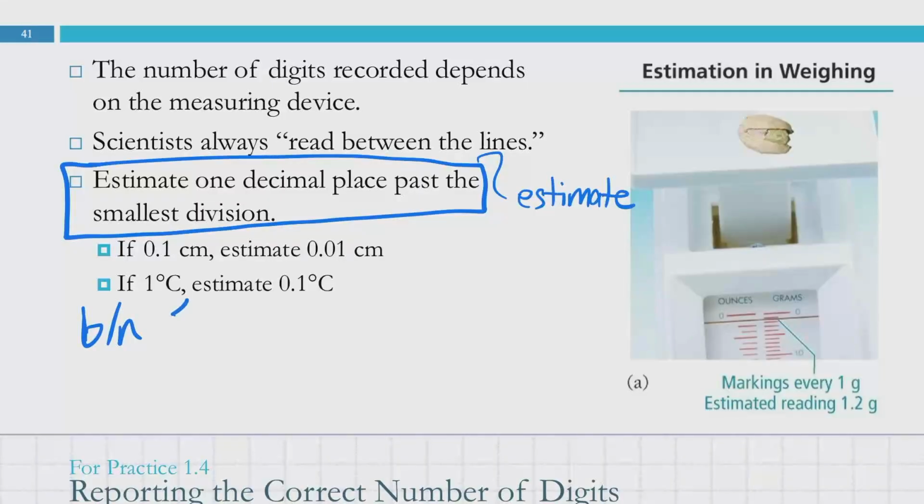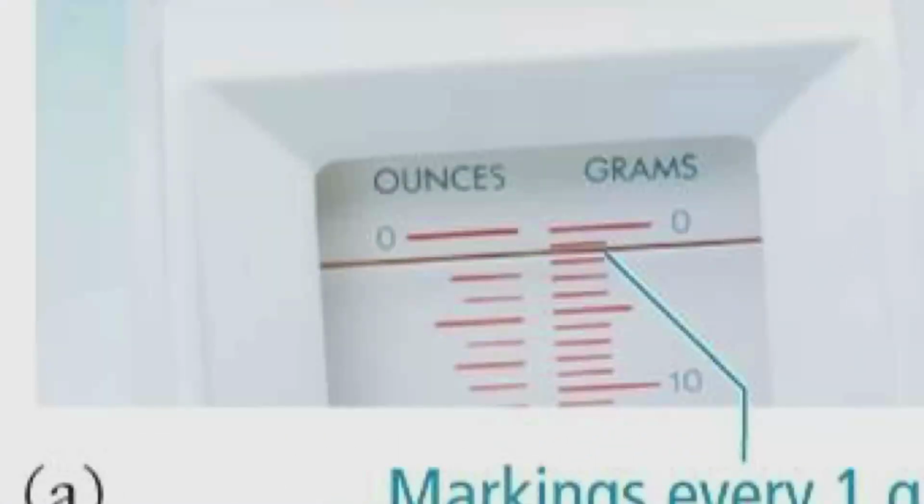So our measurement is between 1 gram and 2 grams. The next decimal place would be the 10th place. So usually what I say is, on a scale of 1 to 10, or 0 to 10, how far is it from this first line, 1 gram, to 2 grams?